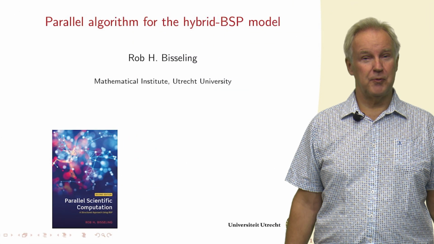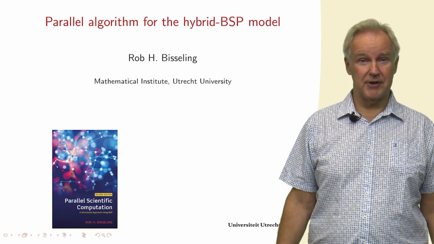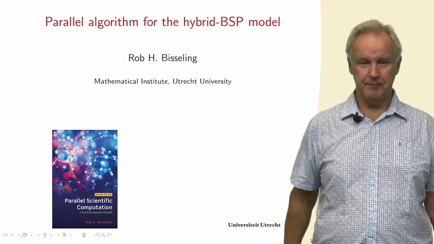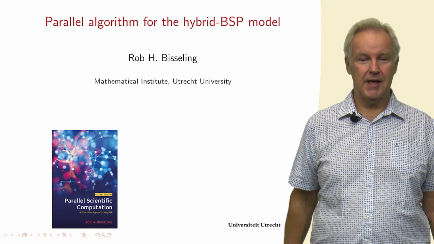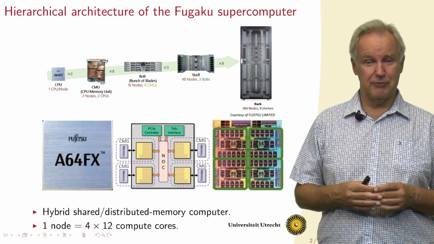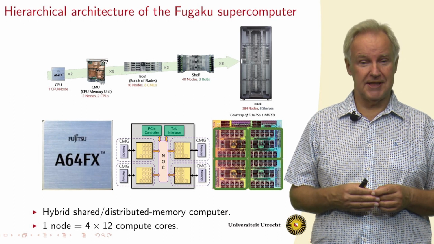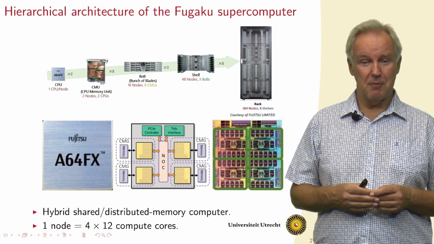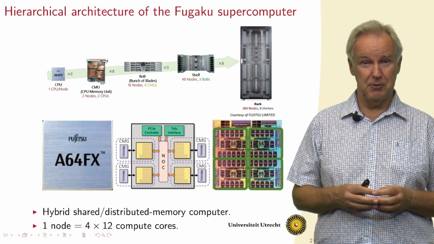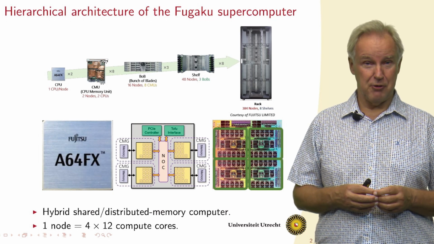In this video, we are going to study a parallel algorithm for the hybrid-BSP model. An example of a hierarchical machine with both distributed memory and shared memory is the Fugaku supercomputer in Japan. On the top, you see the hierarchy. On the left, there is a single CPU. On the right, there is a rack.